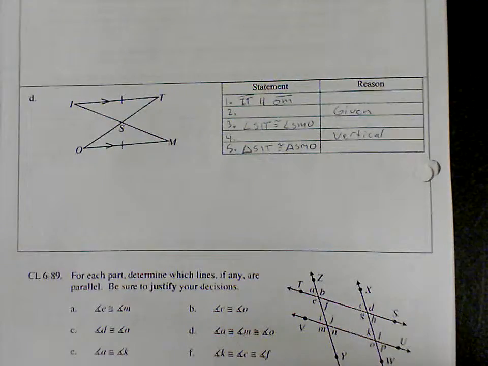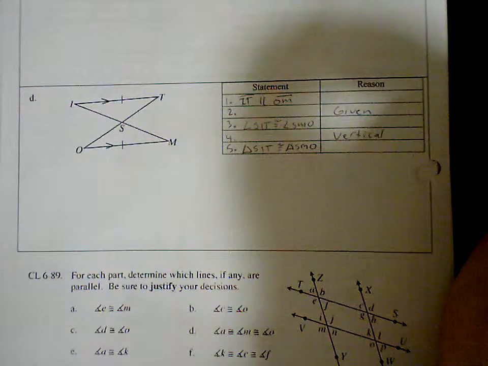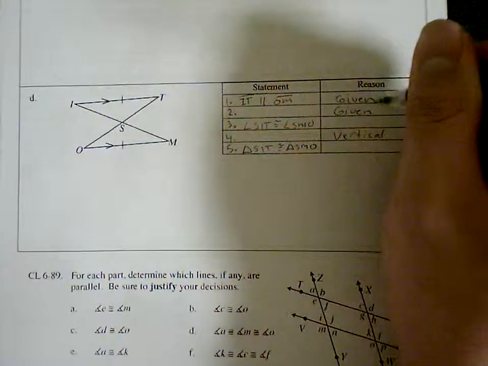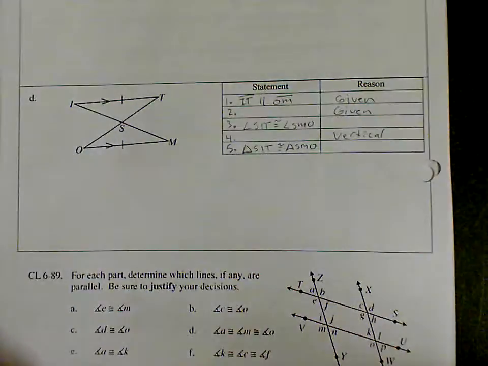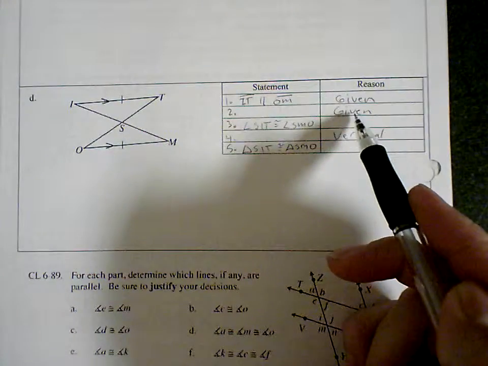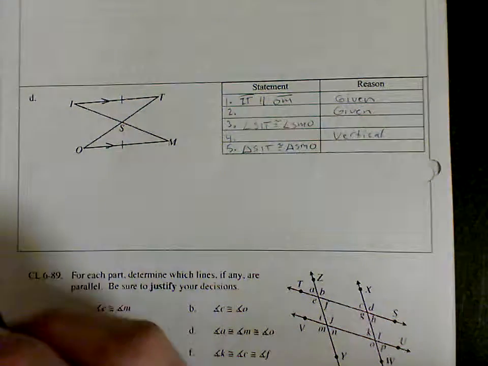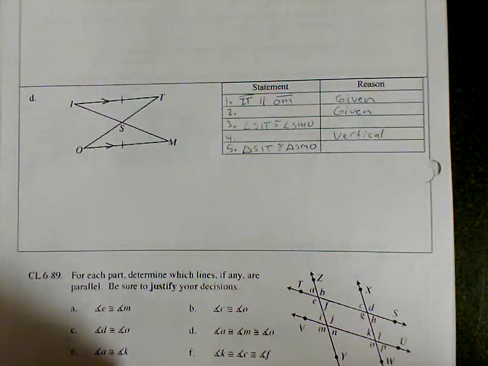How do we know those two are parallel? This is going to be given. Right, we've got the arrows here, and arrows mean parallel. So the next one says my reason is given. So what could be the statement for that one? There is only one other given. It's the tick mark right here and right here. So IT is congruent to OM.